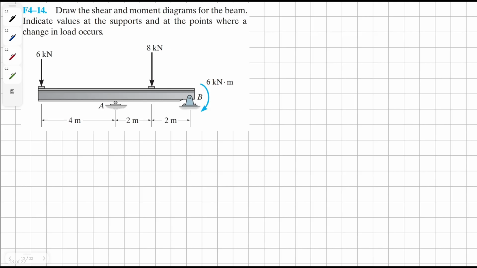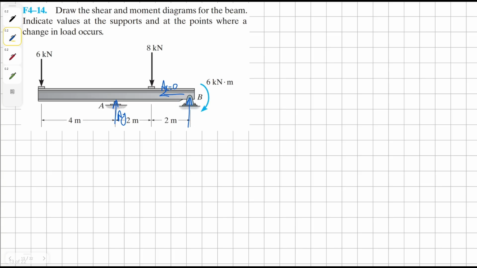Problem 14. Draw the shear and moment diagram for the beam. Indicate values at the supports and at the points where a change in load occurs. Just like before, we begin with our shear and moment diagrams by determining our external reaction forces. At A, because it's a roller, we're going to have one vertical reaction force, and at B, it's a pin, so we're going to have a horizontal and vertical reaction. But we know that our horizontal reaction will be 0.